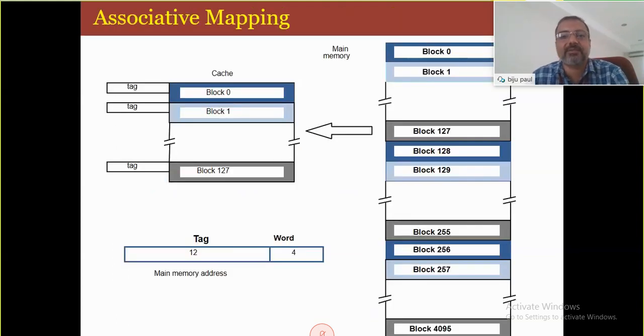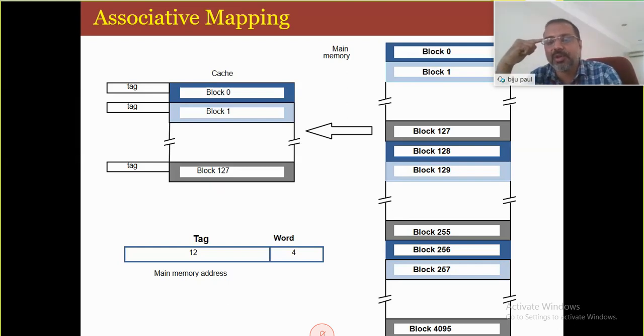Now look at this diagram. The same diagram. Here, in my example, block 0 has 16 locations in main memory and in cache memory also. In main memory, block 0 has 16 locations. In cache memory also, block 0 has 16 locations. Why 16 in block 0?